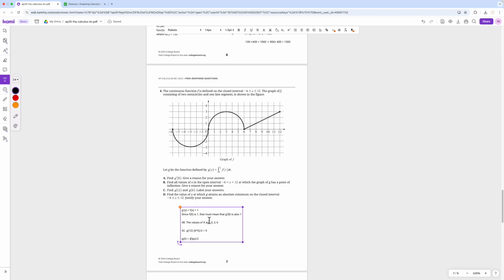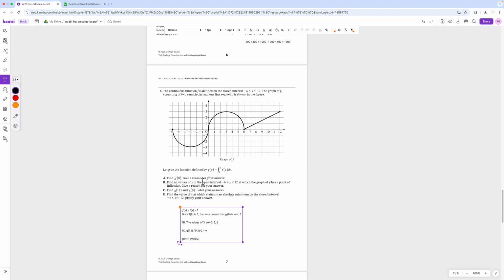So it's negative 9π/2, because the integral from 6 to 0 is the same as the negative integral from 0 to 6. Now we have to find the value of x at which g attains an absolute minimum on the closed interval from negative 6 to 12. So when does g attain an absolute minimum? That's when g prime is equal to 0.